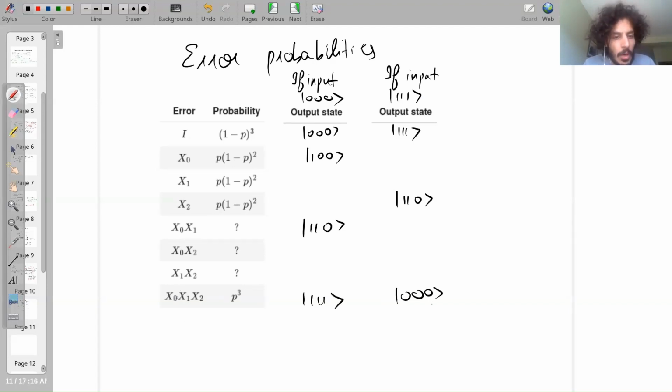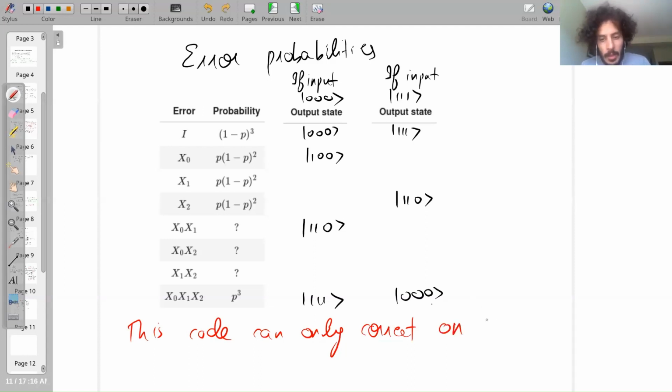So a critical lesson is that this code can only correct one bit flip at one location.